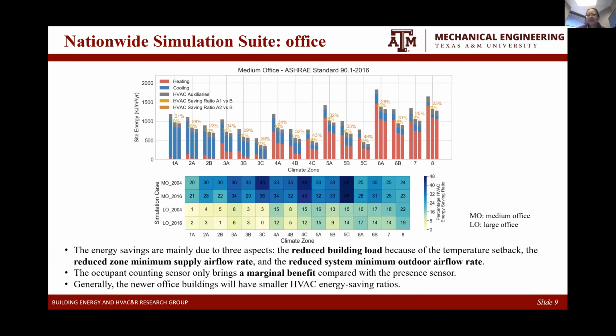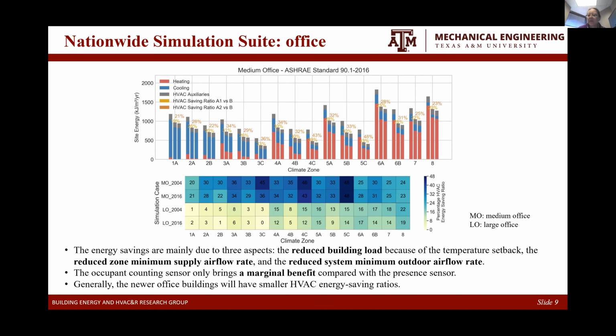So that's the simulation result from this nationwide simulation suite of office buildings. You can see actually it's 3 bars. The first bar is the baseline. The second bar is from the advanced case in which we only use the occupancy presence sensor. The third bar is the case where we're using the people counting sensor. The heat map basically shows the savings compared with the baseline 2004 case and 2016 case. That's the saving potential. So we can see there's quite a bit of savings due to this OCC.